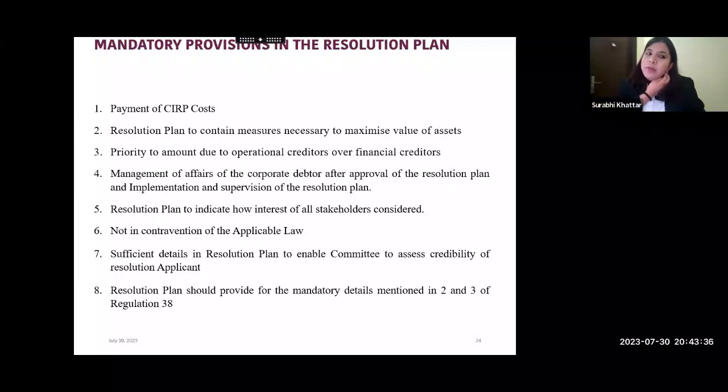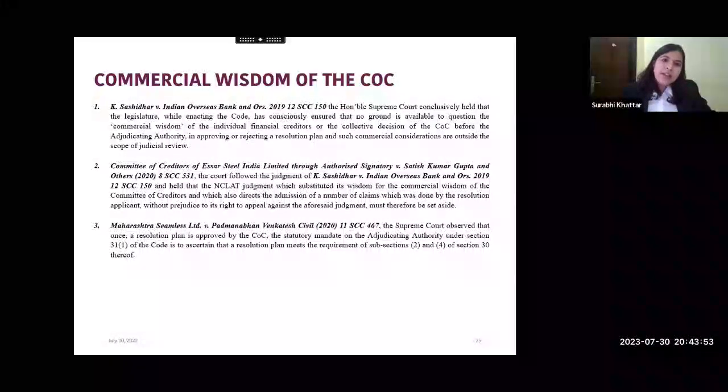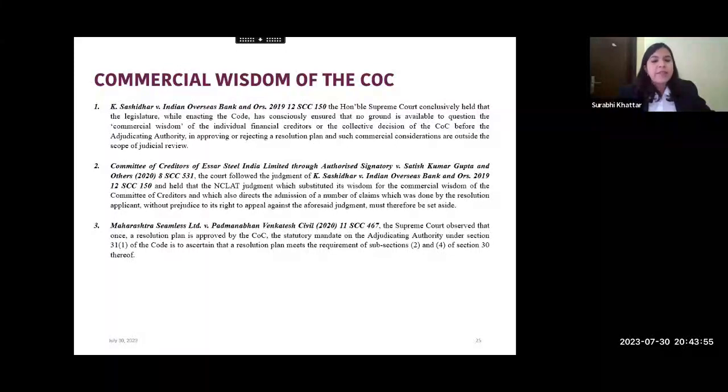Then another important point to be considered, and this is something that has been a subject matter of different judicial interpretations, is the commercial wisdom of COC. Now, how a plan will be evaluated is in the commercial wisdom of COC. Of course, there are requirements that the plan has to meet. Like we saw, there are certain mandatory contents that the resolution plan needs to have. It needs to be compliant with the applicable laws. However, to determine whether the plan is feasible or viable is within the commercial wisdom and domain of the committee of creditors.